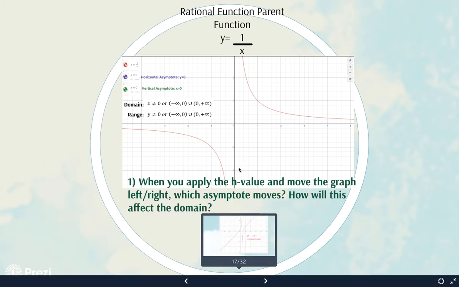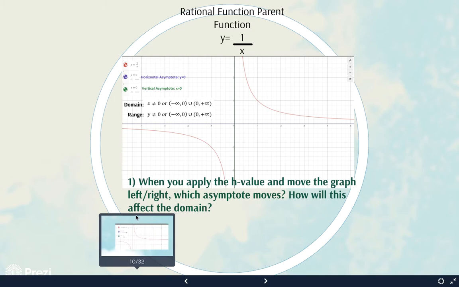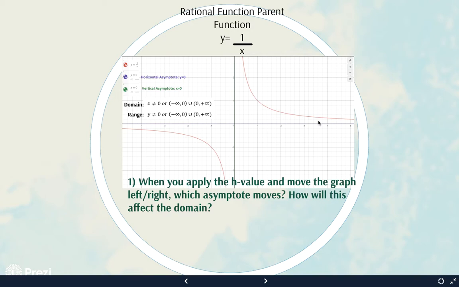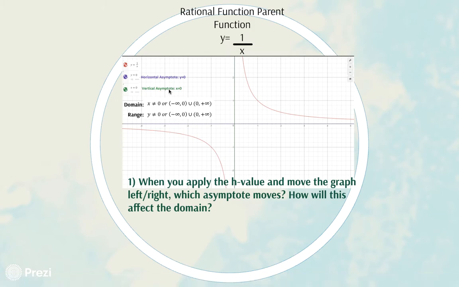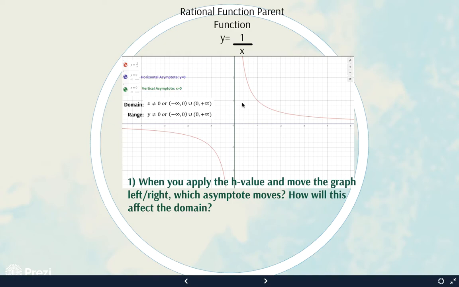So when you apply the H value, and move the graph left or right. So an H value shifts this thing left or right. Okay, which asymptote is going to move if the entire graph moves left to right? You guys are so smart. It is the asymptote on the y-axis, which is our vertical asymptote at x equals 0. Okay, so whenever we move left or right, it will shift this vertical line.